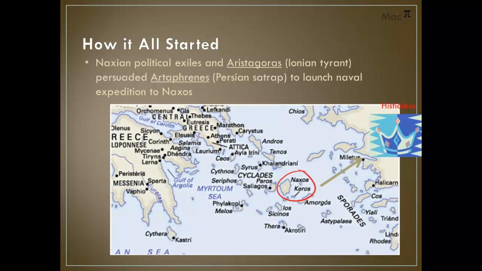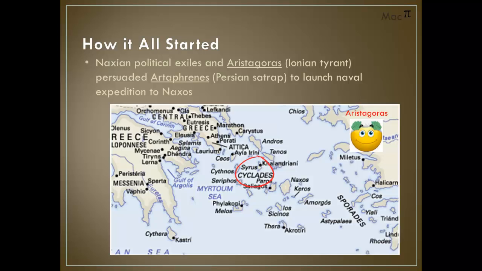Now, Histiaeus was actually away in Susa when the Naxians came, but the regent of Miletus, Aristagoras, saw an opportunity for himself and helped them persuade Artaphernes, a Persian satrap, to support the Naxian cause. Aristagoras convinced Artaphernes that the success of the expedition would make a good Persian base in the Cyclades. What Aristagoras did not mention is that he believed the success of the expedition would also place him in a position of power at Naxos, and motivated by this opportunity for personal gain, he, along with exiled Naxians, successfully convinced Artaphernes the Persian to move forward with the expedition.